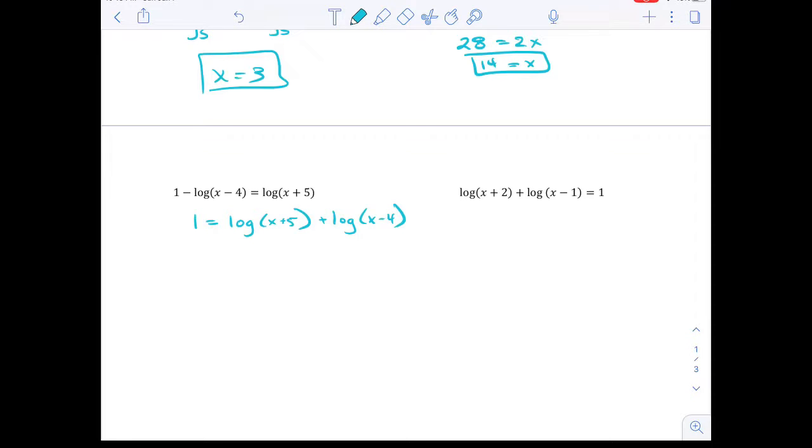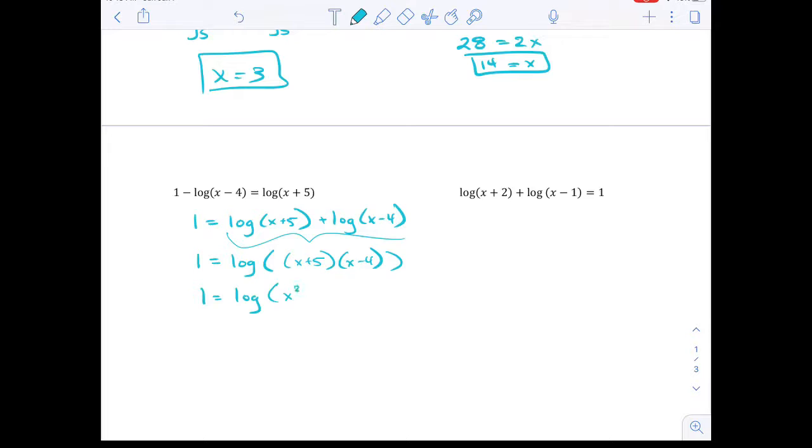It didn't matter what side I bring it to, but now at this point, I have logs with the same base adding together. So remember what that means is that I can multiply the arguments together, right? That was the product rule. So 1 is equal to ln of x plus 5 times x minus 4, right? I can use binomial distribution.